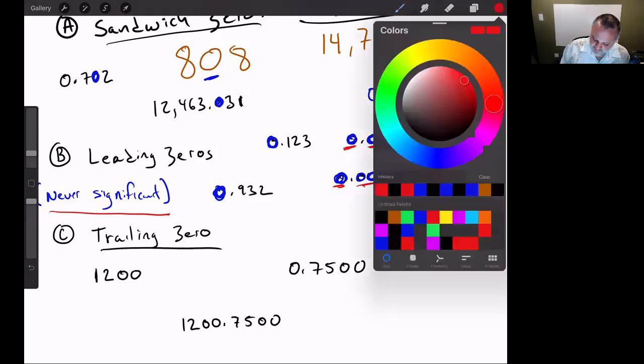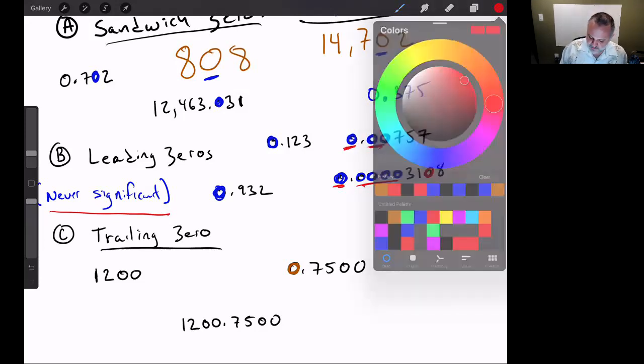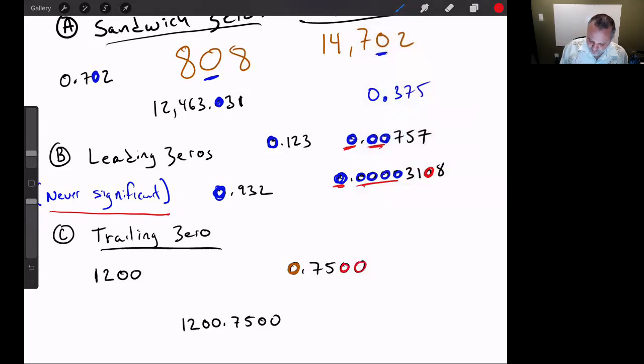We've already decided that the zero in front is a leading zero, so it's not significant, right? It comes before any non-zero numbers. Now the zeros at the end aren't sandwiched because they come after non-zero numbers, but there's no other non-zero numbers after the zeros at the end. So what about these two guys over here, these red zeros in 0.7500? In this case, these particular trailing zeros are significant.